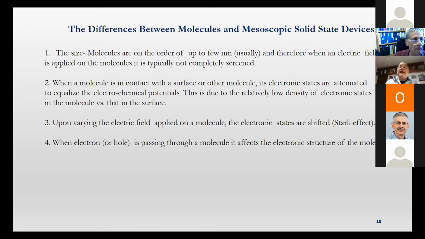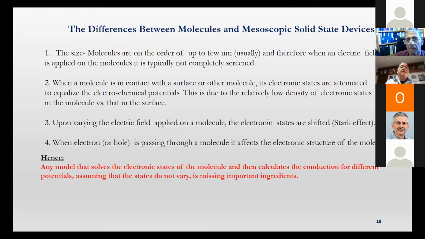In addition, when an electron or hole is passing through the molecule, the simple fact that you have additional charge on the molecule also affects the electronic structure. Therefore, any model in which you first calculate the electronic structure and then you calculate conduction by the Landauer formula or another way, such a model in principle doesn't include the whole story in this system.